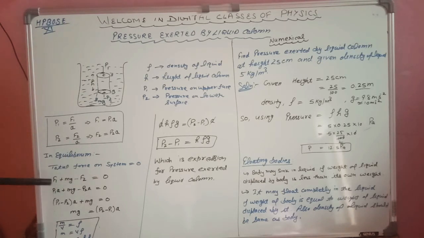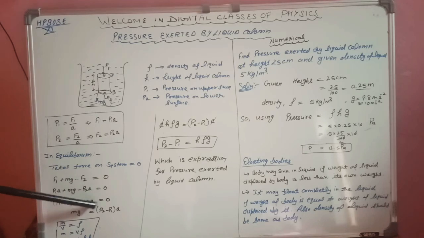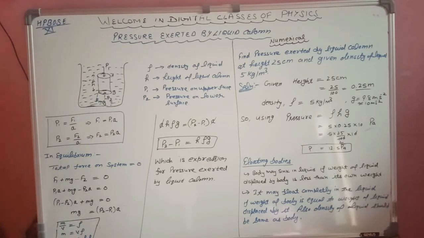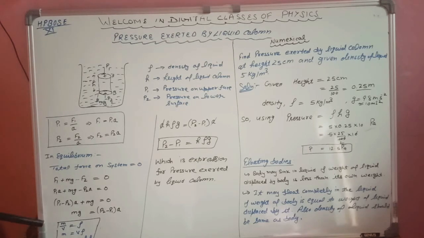Students, now put the value of F1, that is P1A, minus P2A, equal to 0. If I take A common, I get (P1 minus P2) A plus mg equal to 0. So what is the value of mg from here? It is (P2 minus P1) into A. Why P2 minus P1? Here it was P1 minus P2, but when it goes to the other side, the signs change. Very basic mathematics.